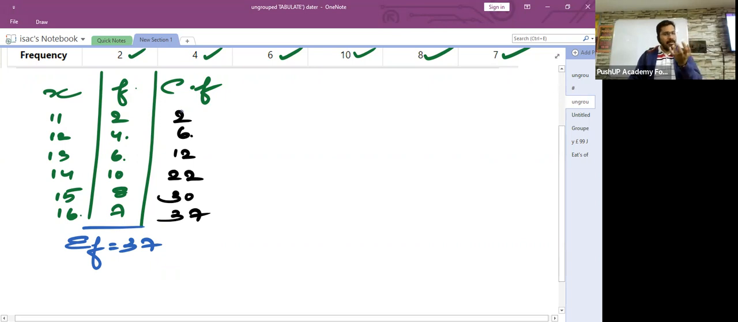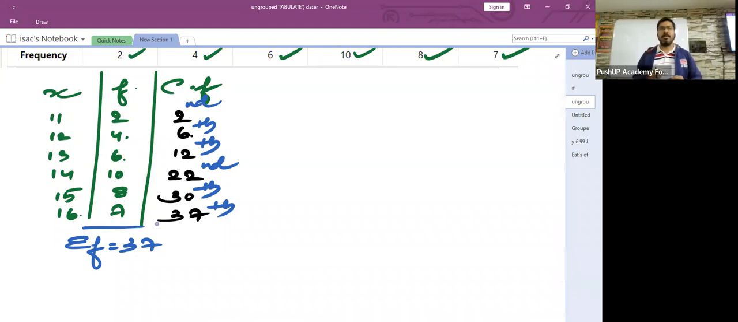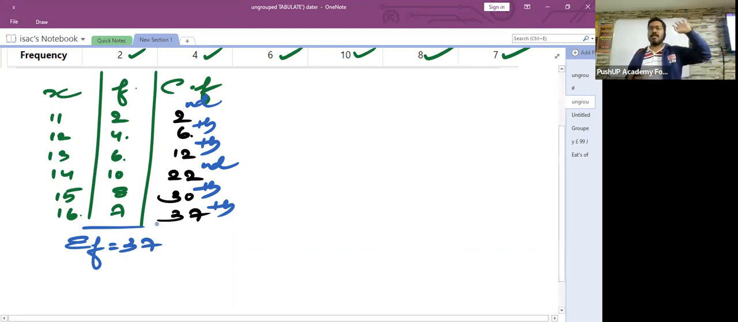Now, what did I say? When you are creating the values for cumulative frequency, how are you supposed to read it? 2nd, 6th, 12th, 22nd, 30th, and 37th. This is how you are supposed to read in your mind, not write on your paper. Now you're writing on your paper, no problem. In the examination, keep it very neat and tidy.